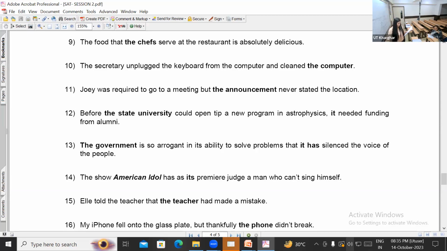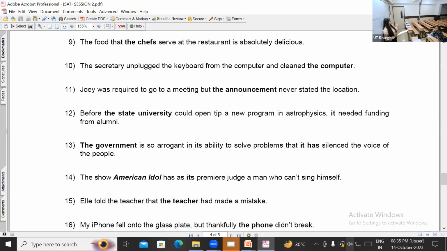Okay. And again, see question number 16. My iPhone fell onto the glass plate, but thankfully it didn't break. What didn't break? The glass plate or the phone? I thought I have to use some. It's okay, it's for the first time. It's not something that I was expecting you'll get full marks or something like that.